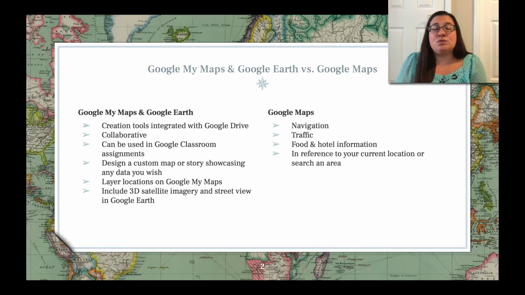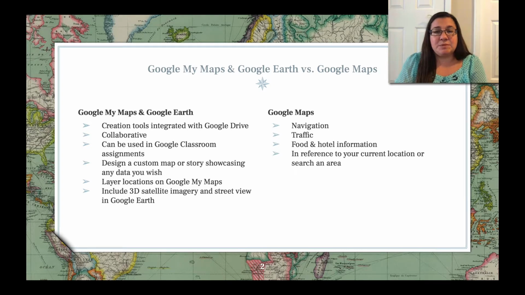When you use Google Maps on your phone, for example, it knows where you are. It uses your location services and gives you directions to places and such. But that's not what we're talking about today. We're talking about Google My Maps and just creating and plotting on a map.